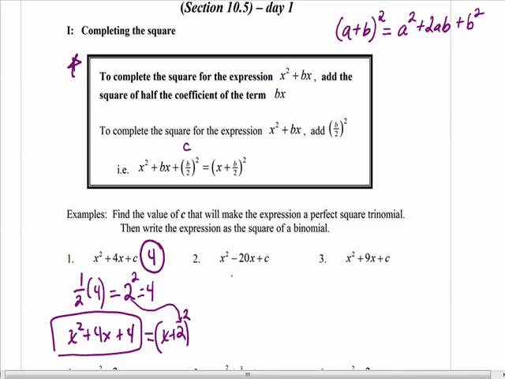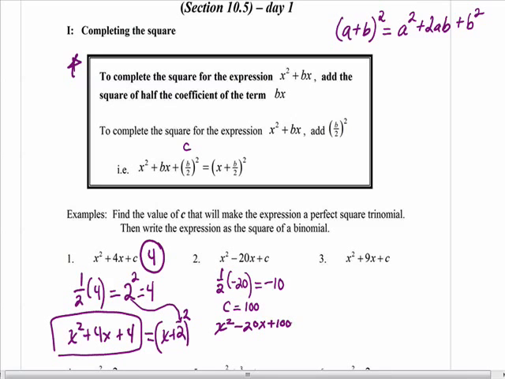All right, let's try it again. So first, what am I going to do for number 2? I need to find half of what, Anna? So half of negative 20 is negative 10. And then what do you do with that half value? Square it. So what is c? 100. Positive 100. Now let's write it as a trinomial. X squared minus 20x plus 100.